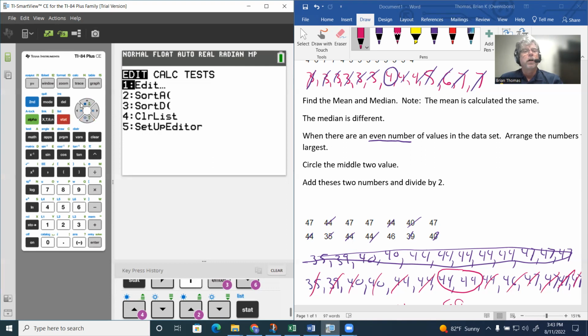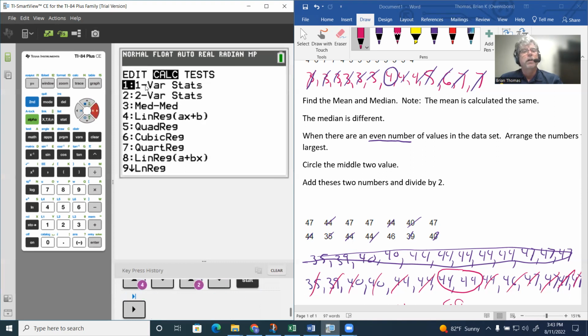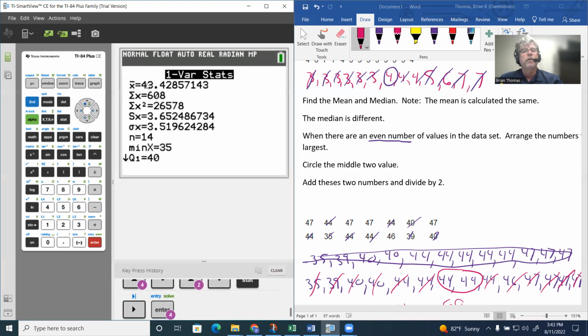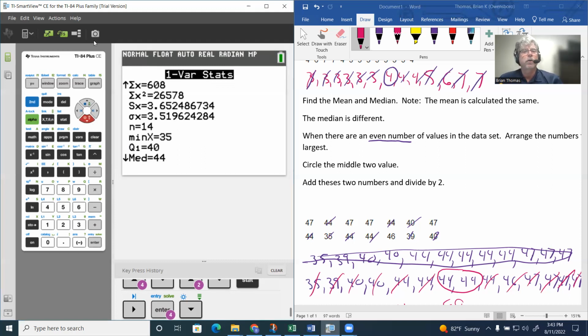So remember, under stat, edit is where you put the data in. If you slide over 1 to calculate, one variable statistics is what we're working on right now. Since it's already on 1, you can just hit enter. It'll take you through this, and you can just keep hitting enter until it goes to calculate. And the top one is your mean, the X bar, and the bottom one, I have to use my down arrow button. MED stands for the median. So you get those two things without having to do all that putting into the calculator or writing on paper. It's a nice little shortcut to save us some time.